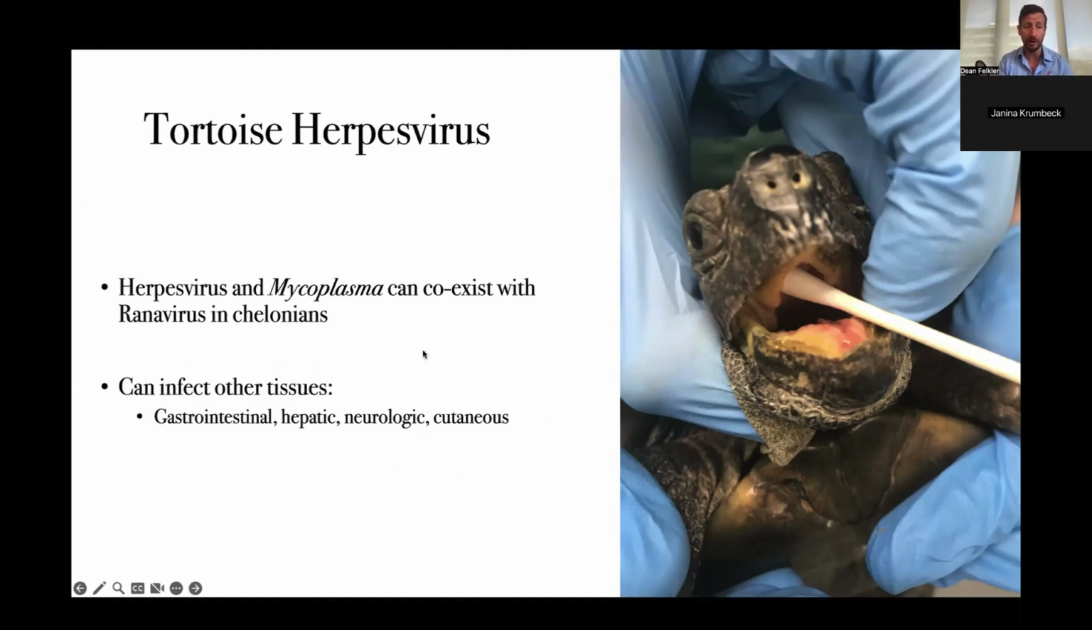And we also need to look at other tissues as well. So like I said, we don't just want to target what the owner sees or what you see in your clinical exam. There can be other tissues that are involved as well. So with herpes virus, we worry about gastrointestinal system, hepatic tissue as well, and can affect neurological and cutaneous tissues.